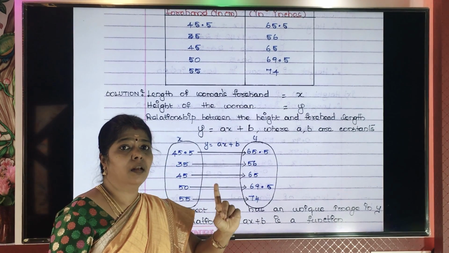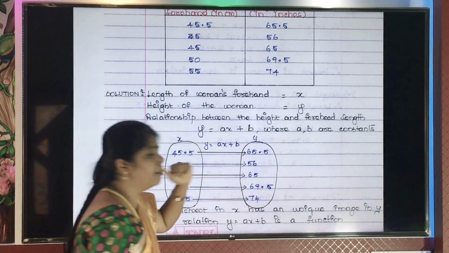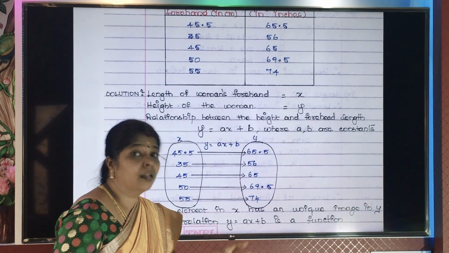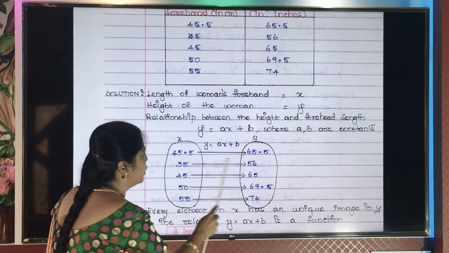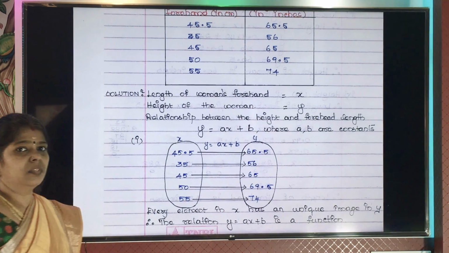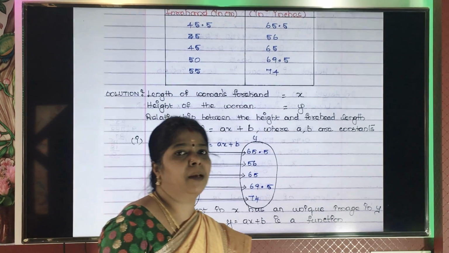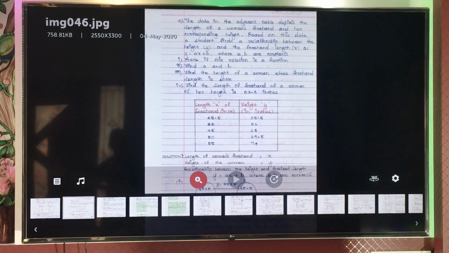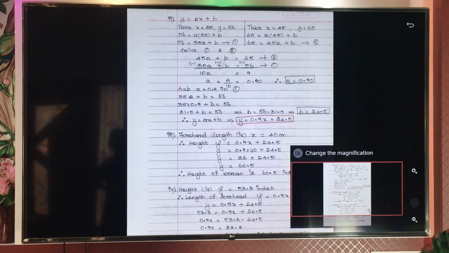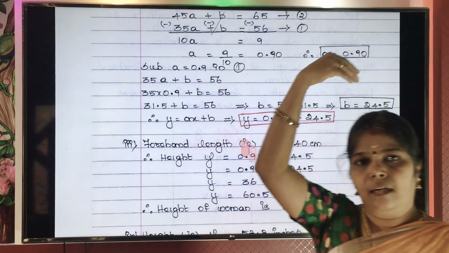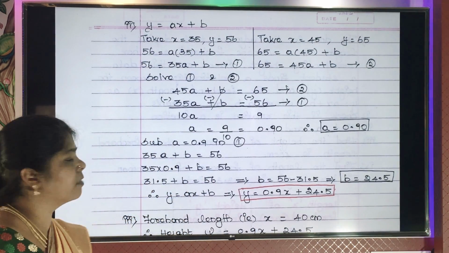Okay, what is the first point? Are all the elements having an image? Yes, all the elements in X, they are having an image. Now what is the second? Is that image a unique image? Yes, of course. For every element there is a unique image in Y. Therefore, we conclude the given relation y is equal to ax plus b is a function. So, now we have concluded that the relation for forehand length and the height of a woman, that relation is a function we have seen.